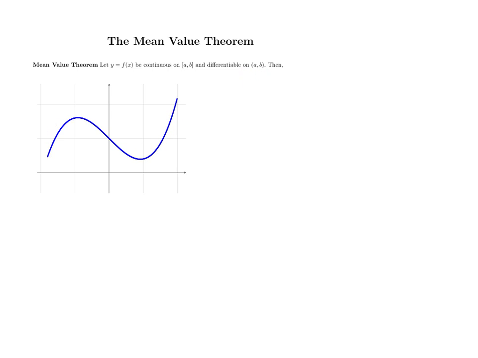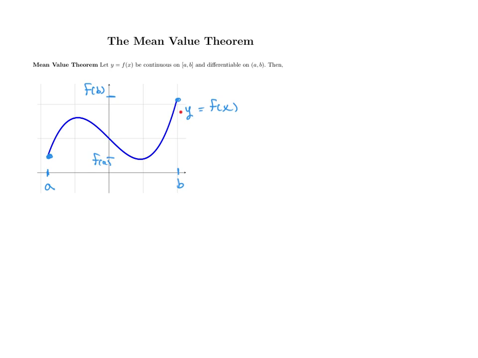So for this picture I've drawn here, this is my function y is equal to f of x. And I'm defining it starting here at what I'll call a, and going to here, which is b. And then the y value at a, well, that's f of a, and the y value at b is f of b.